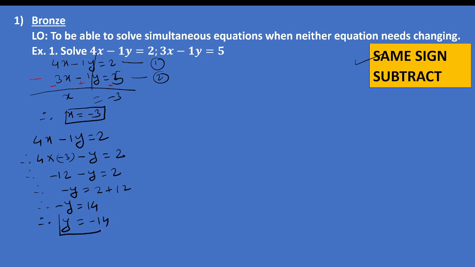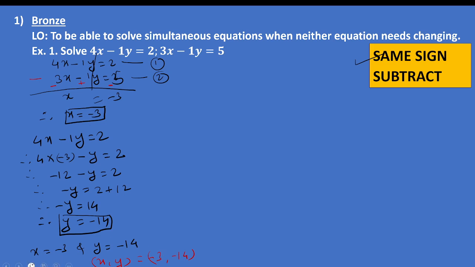Okay, so now we got both the values. So our answer is coming out to be what? x equals to minus 3 and y equals to minus 14. This is one way of writing the solution, and this final line is one way of writing the final statement. Otherwise we could use another notation as well, like x comma y equals to minus 3 comma minus 14. So this is another type.